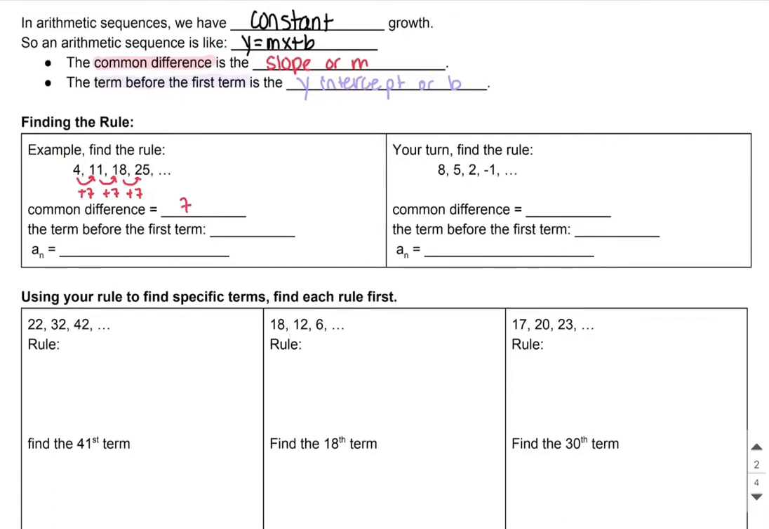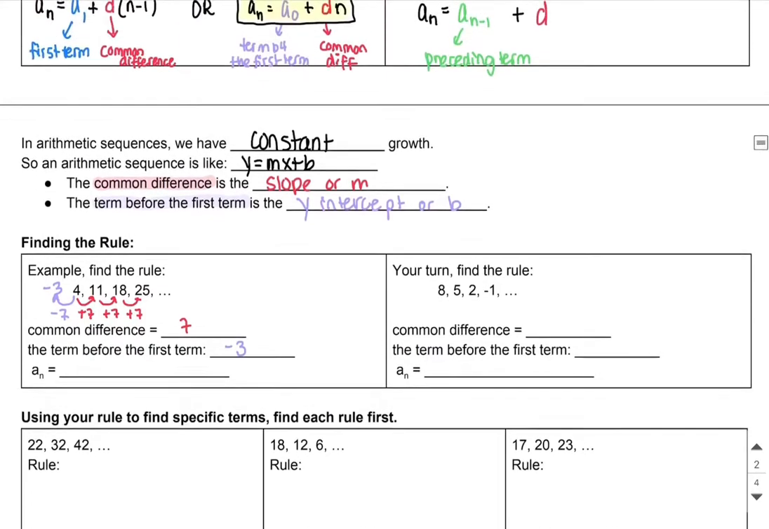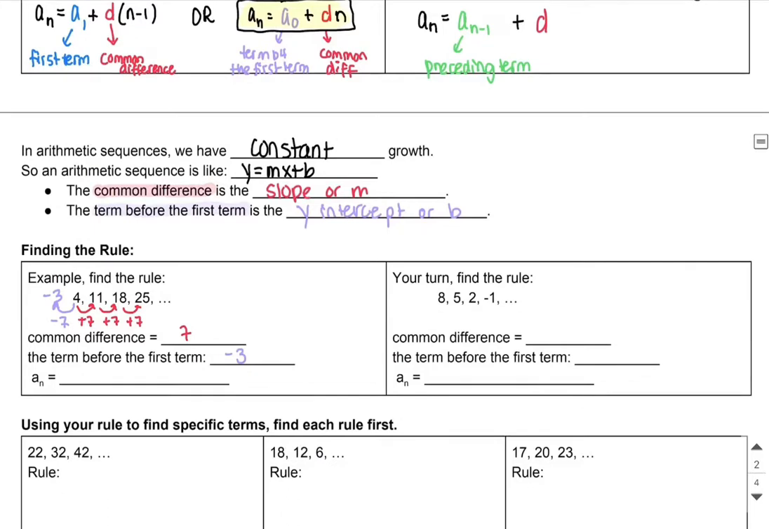The term before the first term is what I want to find, because I want to use the explicit definition with the term before the first term, because that's the easiest, simplest way to write it. So the term before the first term, I'm going to take 4 and I'm going to subtract 7 to get -3. So the term before the first one is -3. And then I would write a sub n is, I take the term before the first term, so -3, and I add dn, and d in this case is 7. My common difference is 7 times n.